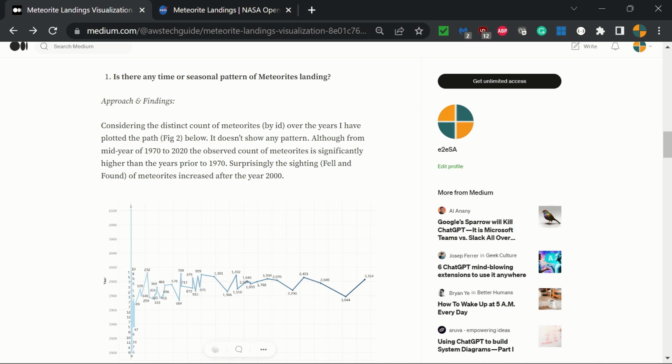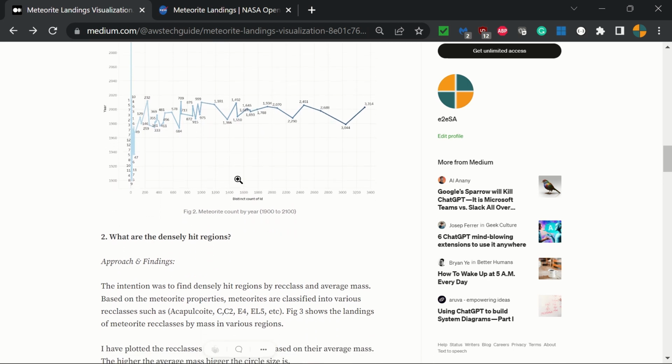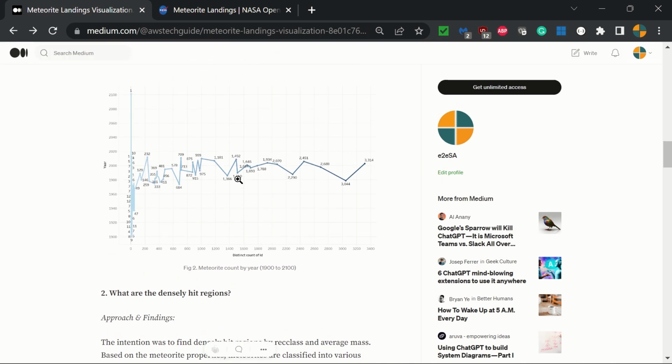The first one: is there any time or seasonal pattern of meteorite landing? I felt a common curiosity to check if there is any pattern in its landing, but when I plotted the path diagram of meteorite landing counts with the landing year, I see there is no pattern. But here I found an interesting piece of info which shows that the hits have increased significantly after 1970.